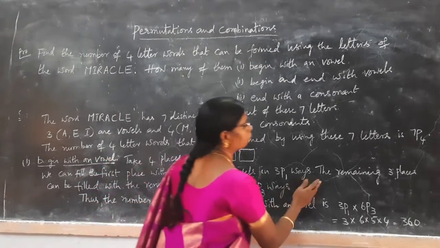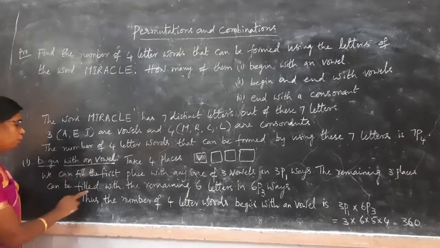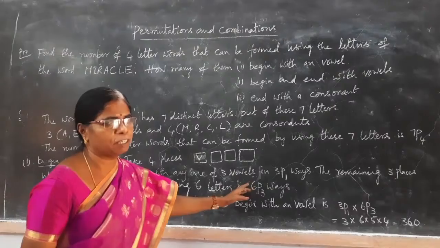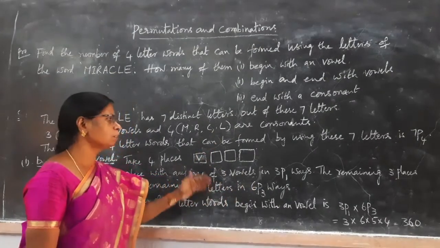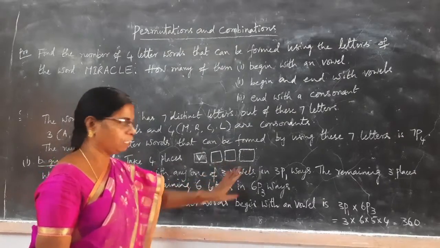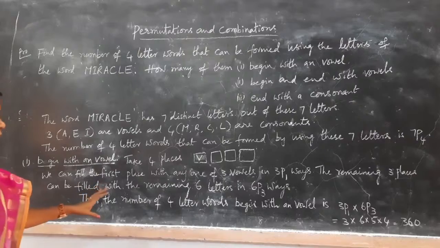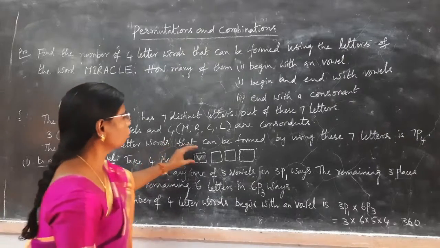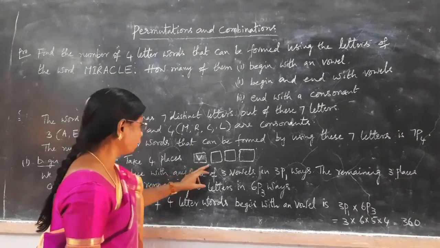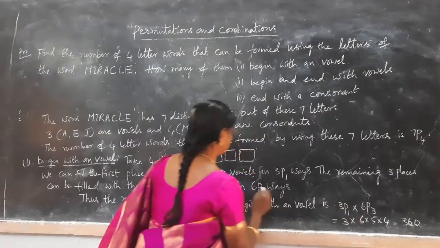So the remaining 3 places can be filled with the remaining 6 letters in 6P3 ways. Taking 3 letters out of the remaining 6 letters, we arrange them here. So 6P3 ways. Hence the total number of 4-letter words that begin with a vowel: in the first place, how many ways? 3 ways. 3P1 into 6P3.